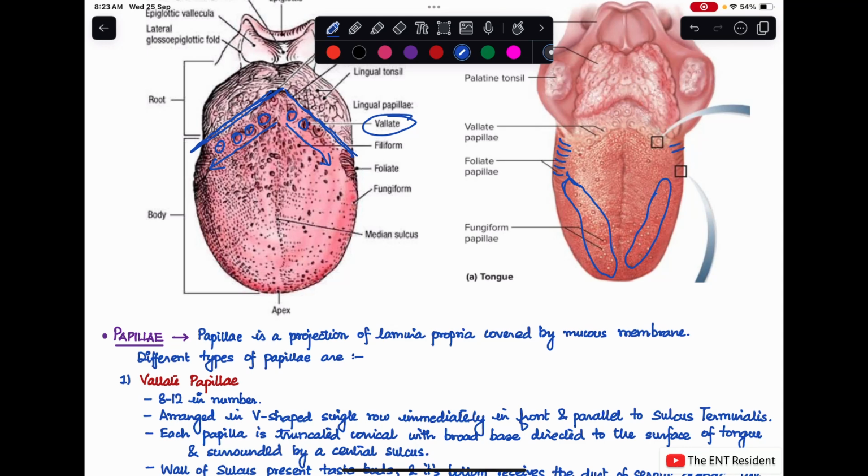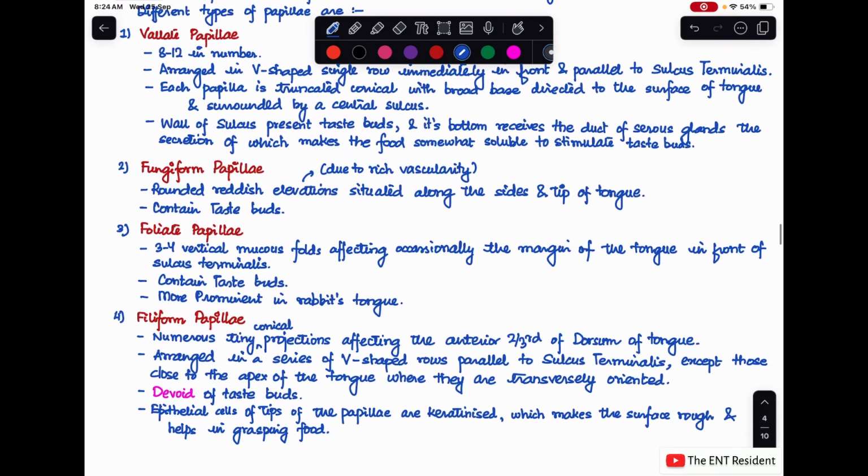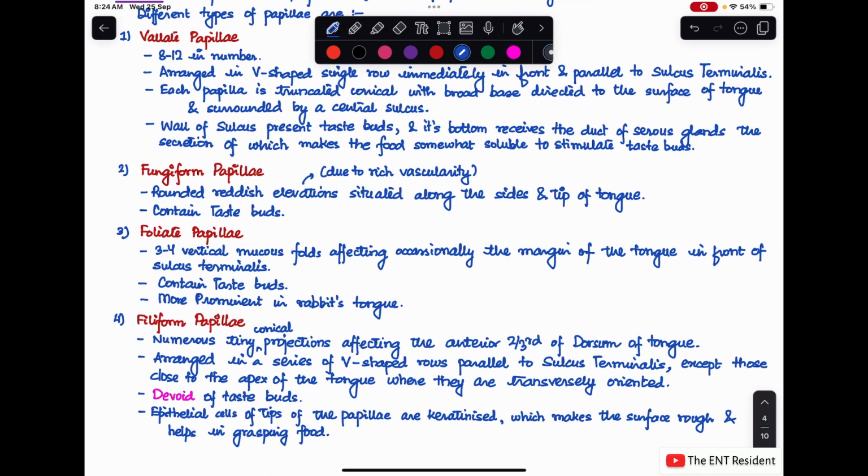These folds on either side of the tongue, right in front of the sulcus terminalis, are called the foliate papillae. These also contain taste buds, but they are not very prominent in humans and are more prominently found in rabbits.